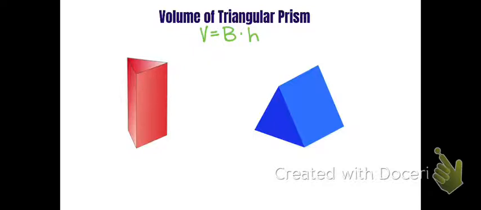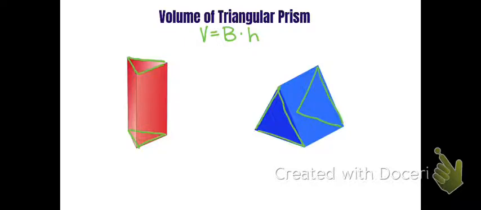If you look at the one on the left, you can tell that it's a triangular prism because there are two identical sides that are triangles. In this case, those triangle bases are on the top and bottom. For the blue one here on the right, the identical triangles are on the front and the back.